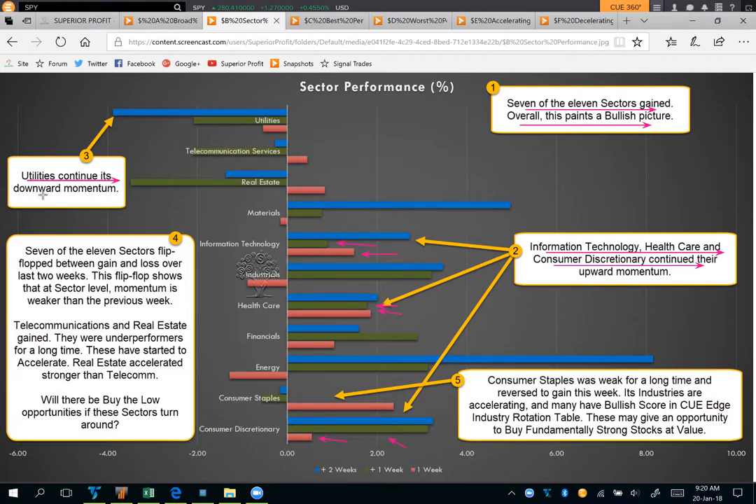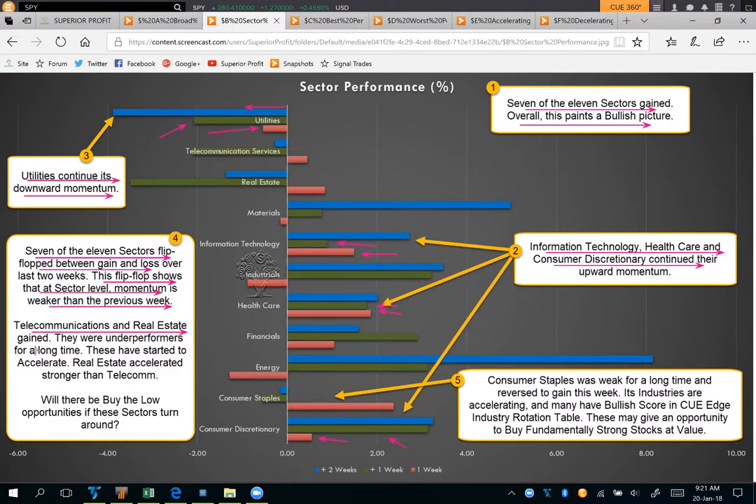Utilities is one sector that was weak and it is continuing the downward momentum. Both green and red bars are to the left of the zero line. Therefore, 4 of the 11 sectors moved in the same direction as in the previous week, and 7 other sectors flip-flopped between gain and loss. This flip-flop shows that at least at sector level, momentum is weaker than in the previous week.